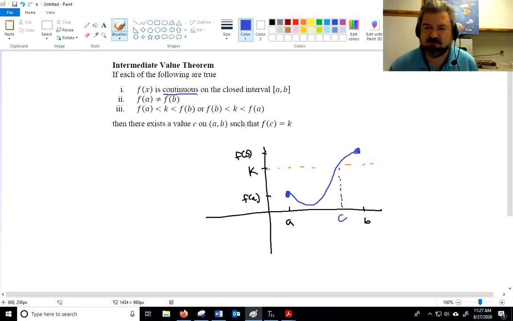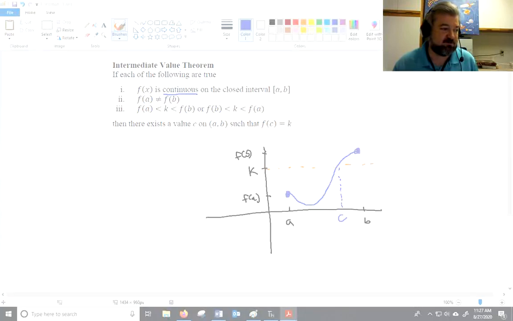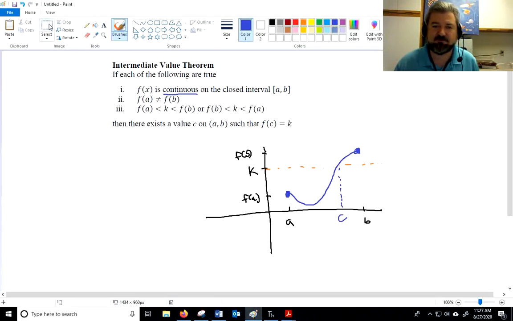But please don't over apply it. If it's not continuous everywhere from a to b, then you don't know. It could jump over that k, and quite often things like that happen. So be careful about over applying it. All right, speaking of applying, let's look at an example, and hopefully we apply it correctly.